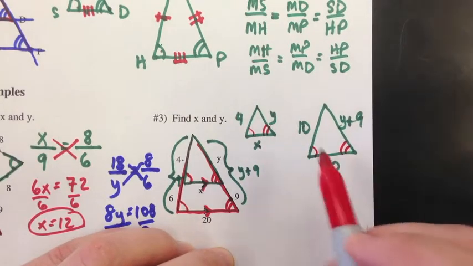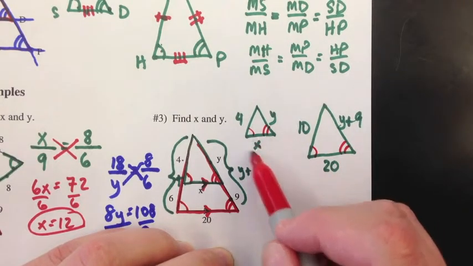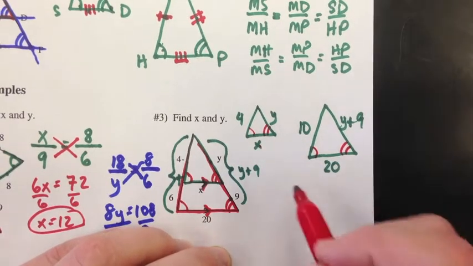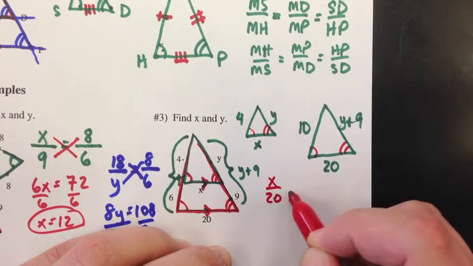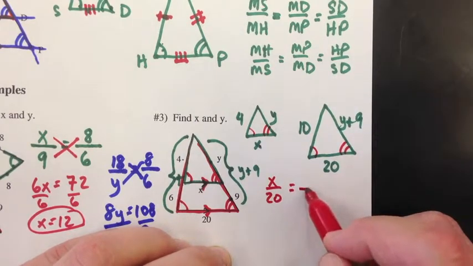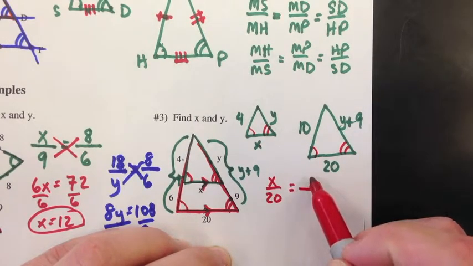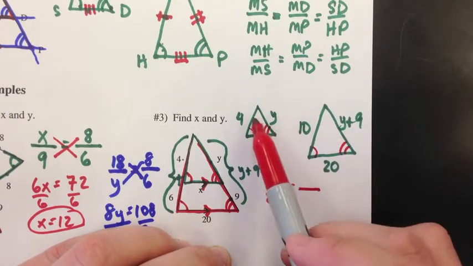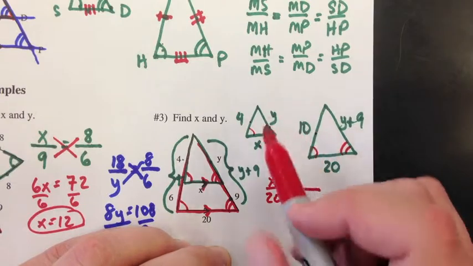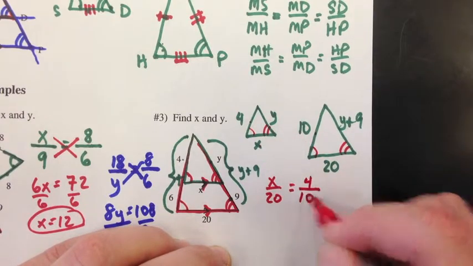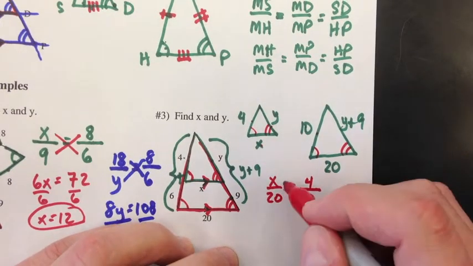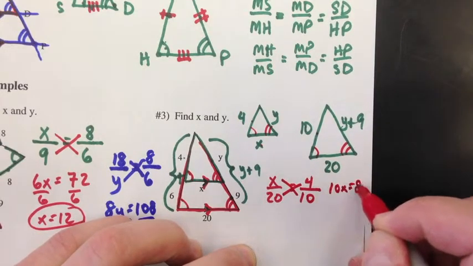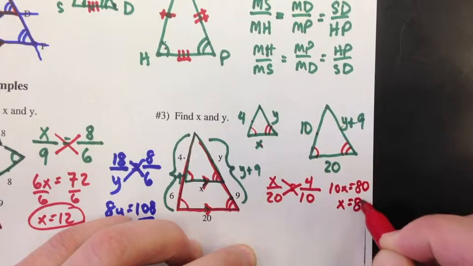x goes with 20. Okay, I always compare one of the sides from this triangle to one of the sides from the other triangle. So x over 20 equals. Now I need a fraction with numbers. I don't want to put the y's here. So x goes with 20. Notice that 4 goes with 10. So that's how I'll set it up. And when I cross multiply, I get 10x equals 80. Divide by 10, x equals 8.